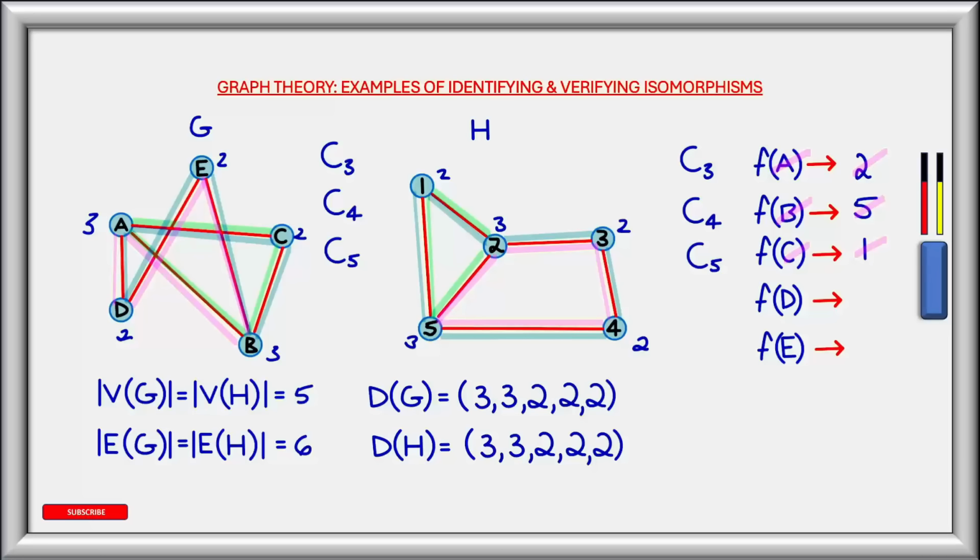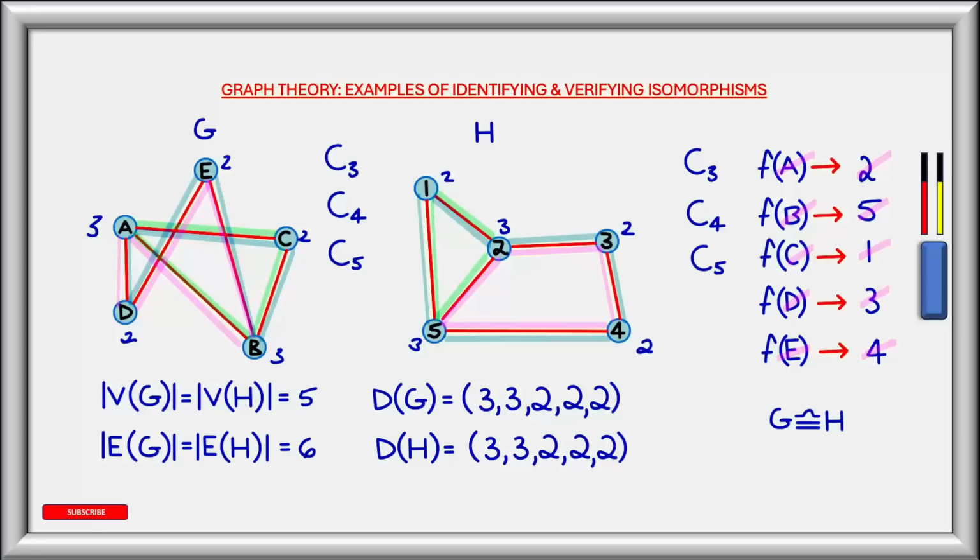In graph G, we can see that vertex A is connected to vertex D, and vertex D is of degree 2. And in graph H, we've already connected vertex 2, which corresponds to vertex A, with vertices 1 and 5, as they make up the triangle. And the remaining vertex in graph H, which is also a degree 2 vertex, is vertex 3. And so vertex D in graph G maps to vertex 3 in graph H. And so the remaining vertices, vertex E and vertex 4, must map to each other.